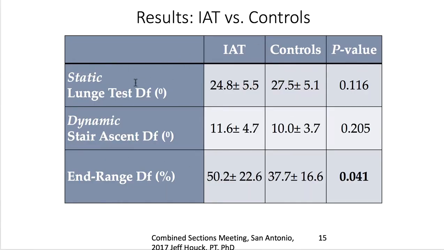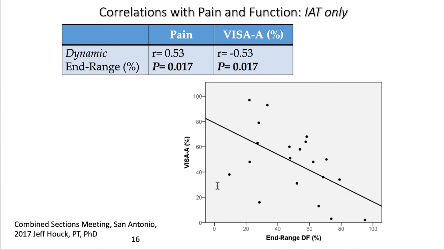Okay, here is a chart of the static lunge test dorsiflexion, the dynamic stair ascent, and end range dorsiflexion. So there were no differences during the motion with peak dorsiflexion during the step. There's the values, but there was a difference between the percent end range dorsiflexion used in the IAT and the controls. They used nearly 13% more of their available range of motion, suggesting it may be more important to stop impingement or the part of the motion that they're using during movement than it is to try to increase their tendon length.